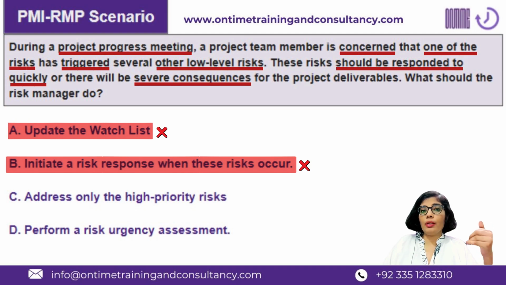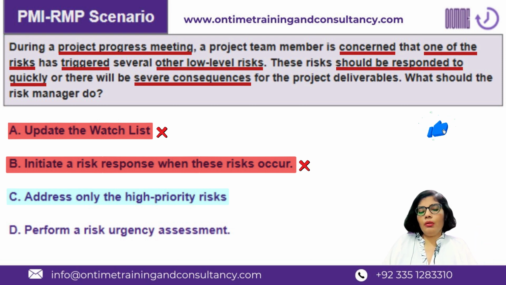They are actually asking about being proactive in this regard, like mitigate or ideally avoid, in case of threat. Right. Because the consequence is negative in nature, most likely we are dealing with threats over here, not opportunities. C, address only the high priority risk.